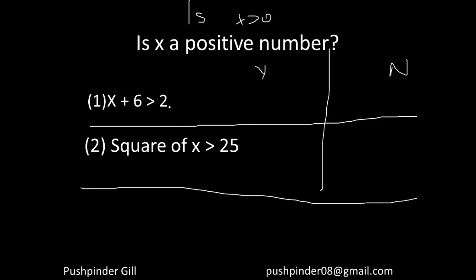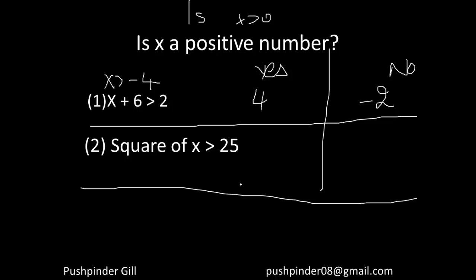So x plus 6 is greater than 2. From this I can very well say that x is greater than negative 4. Now pick up any number where x is greater than negative 4. Let's say x is equal to 4. 4 is greater than negative 4. Fine. Is 4 a positive number? Yes. I've got a yes. Pick up any other value. x is equal to negative 2. Negative 2 is greater than negative 4. But x is not a positive number. So I have a no. Once I have a yes and a no, that means the statement is insufficient.